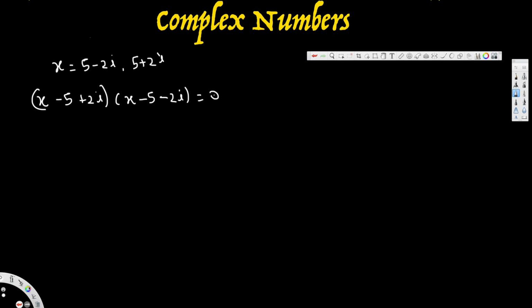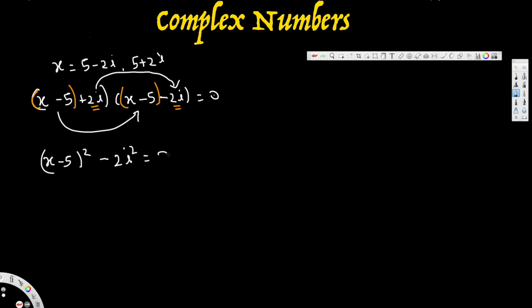And here you can notice the conjugate again. x minus 5 is a real number, x minus 5 is a real number, 2i is an imaginary number, 2i is an imaginary number. Only the middle sign changes, so it means it's a conjugate. So whenever we have conjugate, we can just directly multiply this one by this one, and write them. So x minus 5 square and minus 2i square, that's equal to 0.